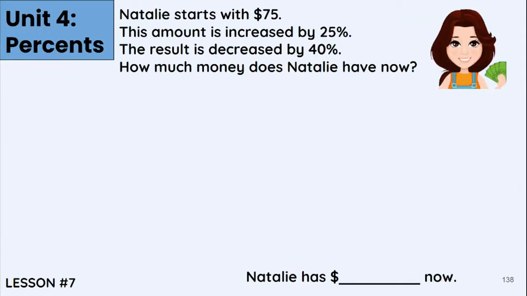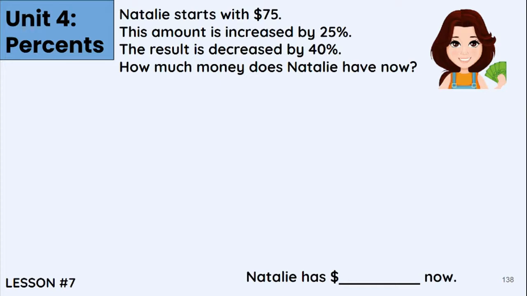All right, now on to some multi-step percent problems that are similar to the ones that are going to be on Math Excel. Natalie starts with $75. This amount is increased by 25%. The result is decreased by 40%. How much money does Natalie have now?